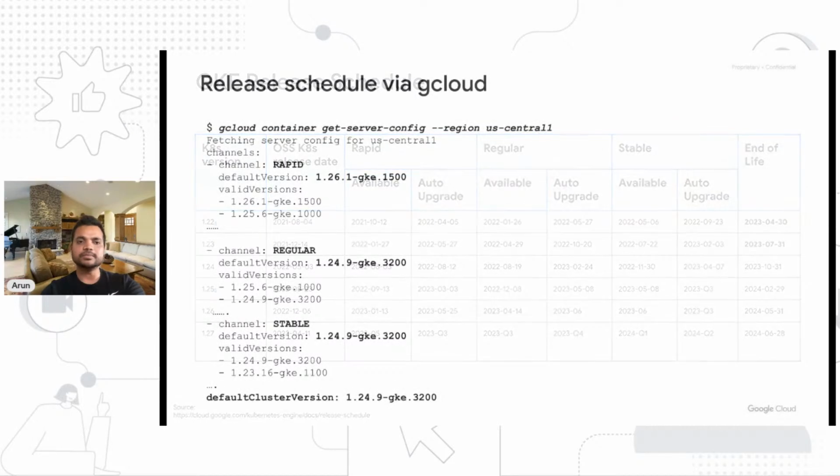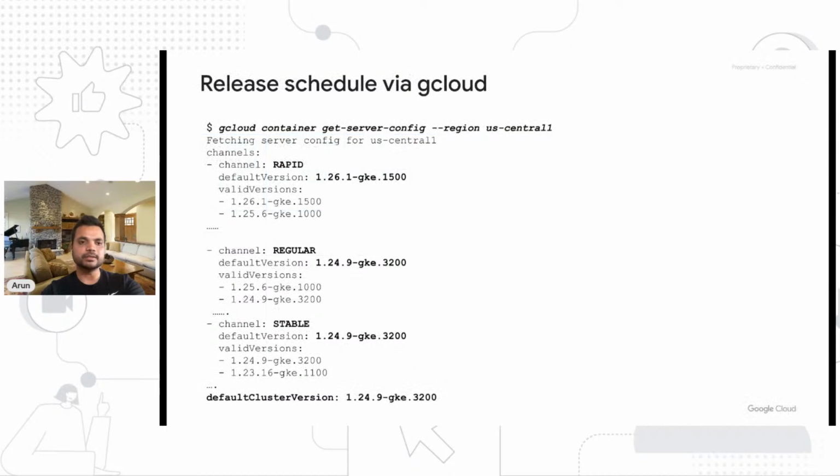Okay, it's just a CLI command, how you see any GKE version availability in any of the channels or static version.